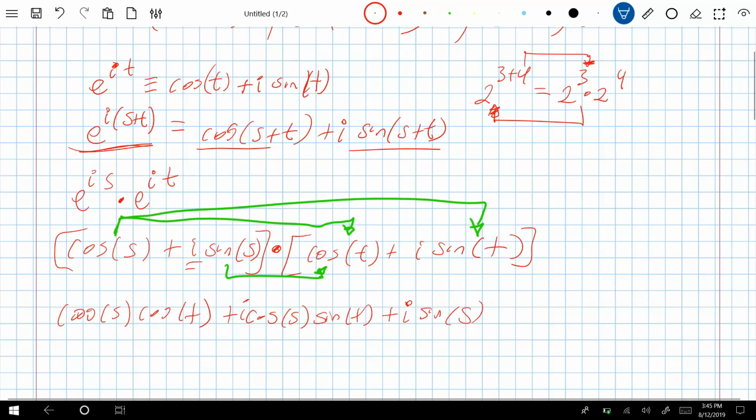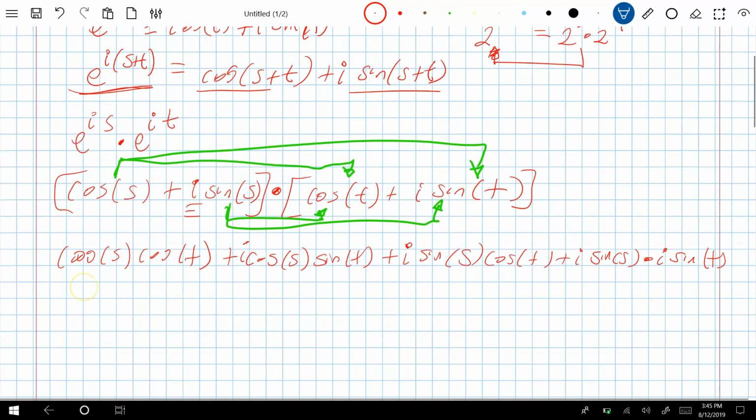Sine s and then cosine t. And then lastly, let's repeat this one last time. So next I'm going to do this one. That's the last one. Again, there's an I from in front of the sine, so it's going to be plus I sine s times I sine t. All right, now we just have to simplify all of this and recognize what we need from it.